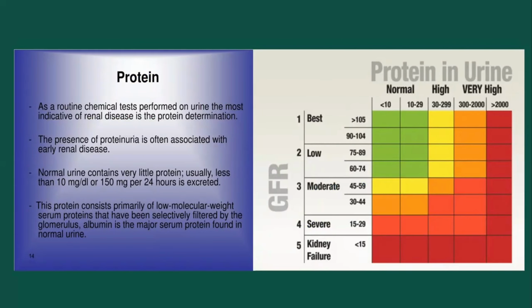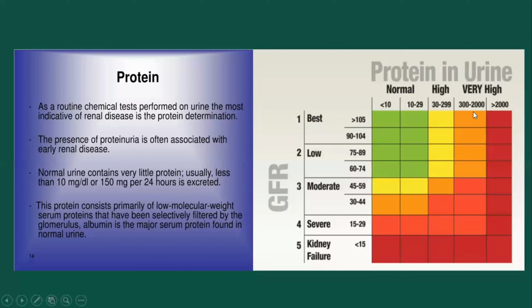First, protein. Protein is a routine chemical test performed on urine; the most indicative of renal disease is protein determination. The presence of proteinuria is often associated with early renal disease. Normal urine contains very little protein, usually less than 10 milligram per deciliter or 150 milligram per 24 hours is excreted. This protein consists primarily of low molecular weight serum proteins that have been selectively filtered by the glomerulus, and albumin is the major serum protein found in normal urine.